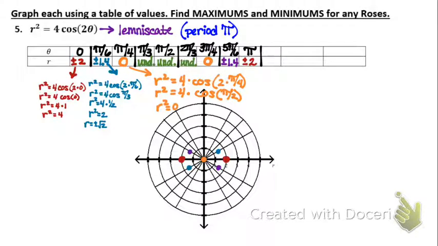I would like you guys to work on number 6. I want you to identify what kind of graph it is, what's the period for that graph, fill in your table, and plot your points.